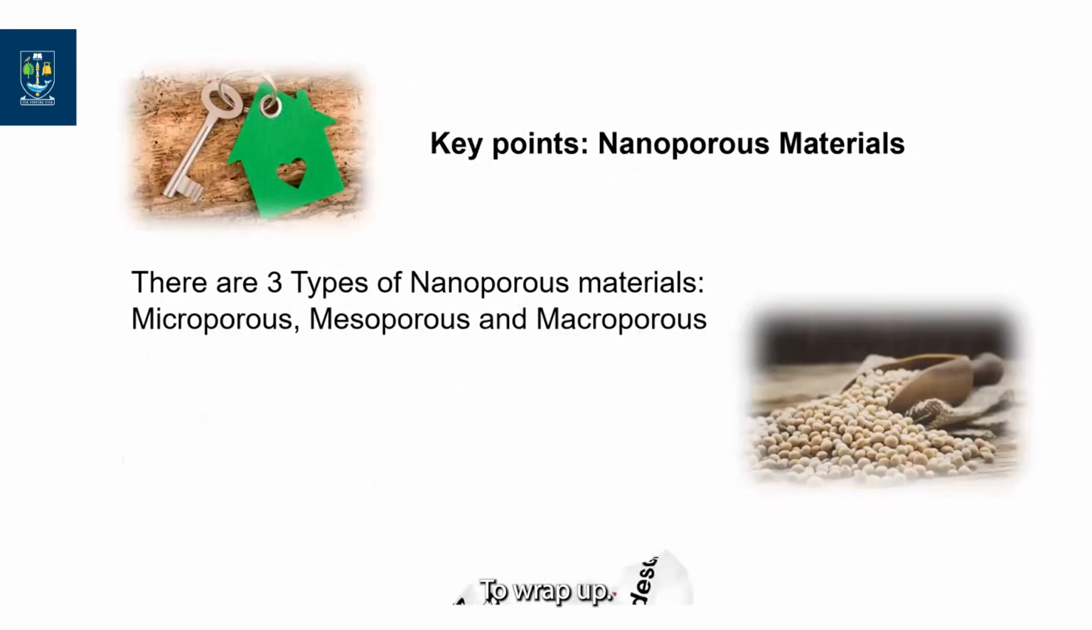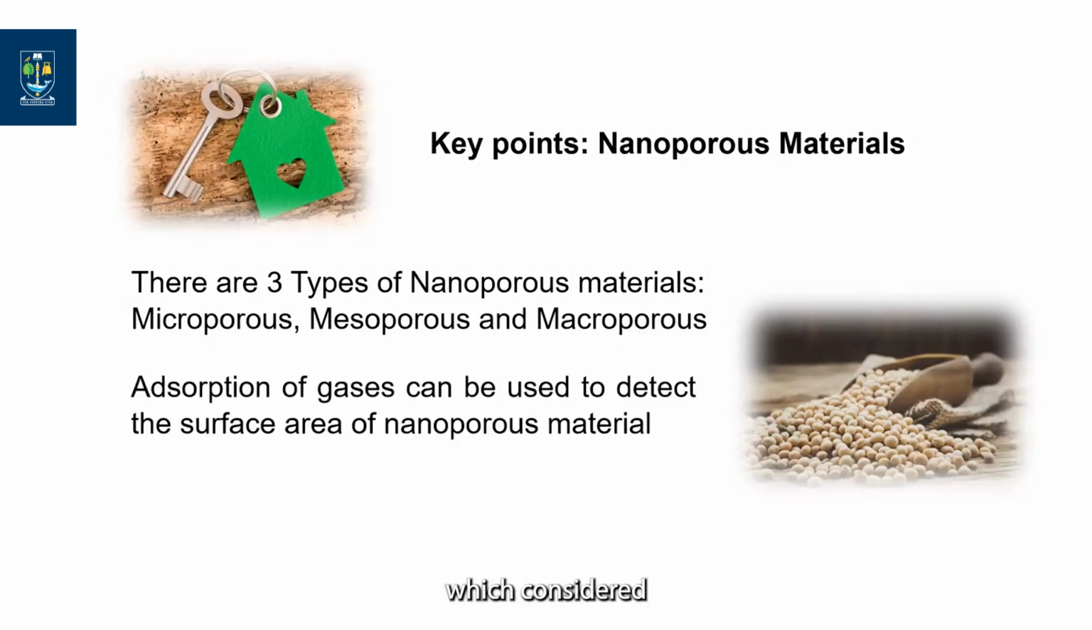To wrap up, there are three types of nanoporous materials: microporous, mesoporous, and macroporous. We looked at the adsorption of gases at the surfaces, which is considered one of the most common ways for assessing the surface area of macroporous materials. We've got familiar with the BET equation, and we've seen how it can be used in practice.